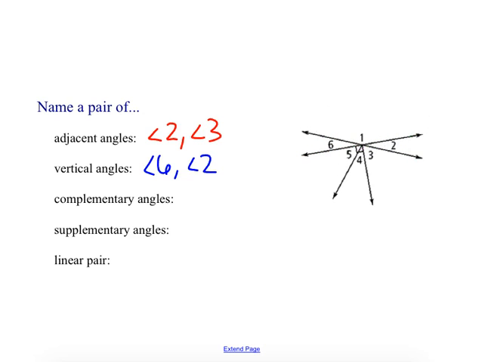Name a pair of complementary angles. Remember, those add up to 90. So look, we have a little hint here. Here's a little box for 90 degrees, and that is formed by angle 5 and angle 4.